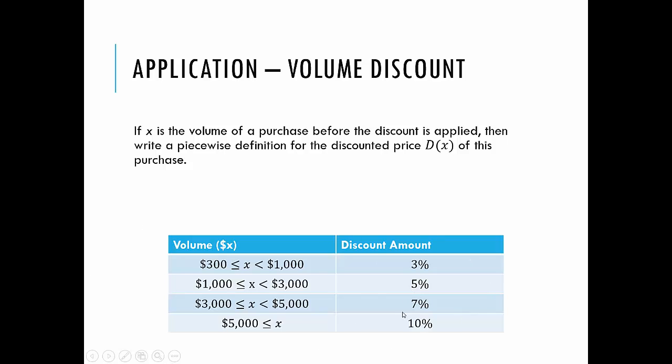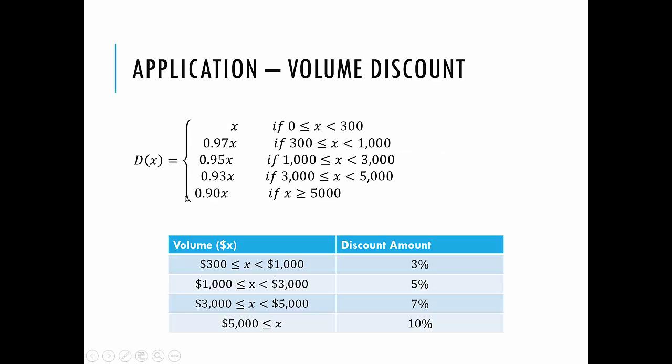So I'm going to take this information from the table, and I'm going to create a function called d of x, and I'm going to write it piecewise. That says if x is between 0 and 300. Well, if you notice here, if I'm greater than or equal to 300, that's when my first discount applies. Well, what if I'm from 0 to 1 to 2 to 3, all the way up till I get kind of close to 300, but I can't touch 300? You don't get a discount, so you just pay whatever the x is.